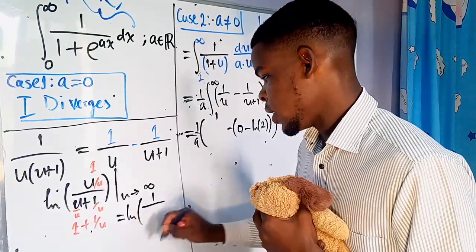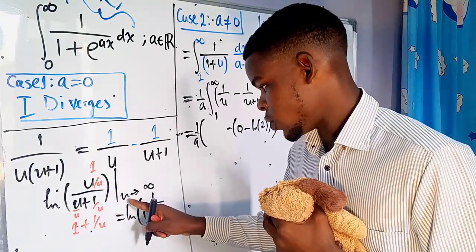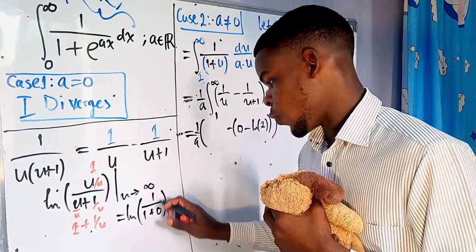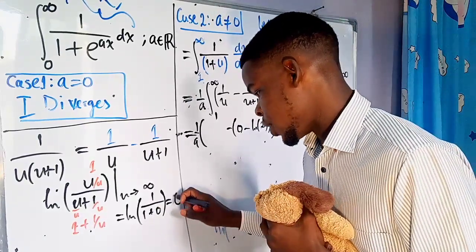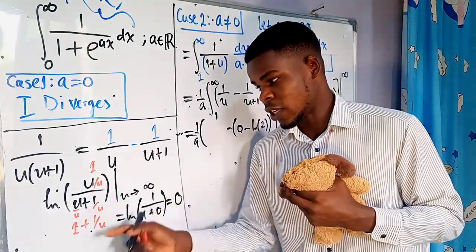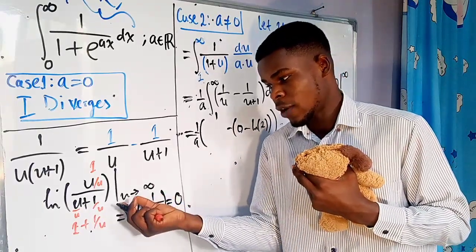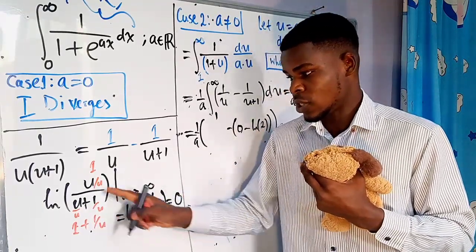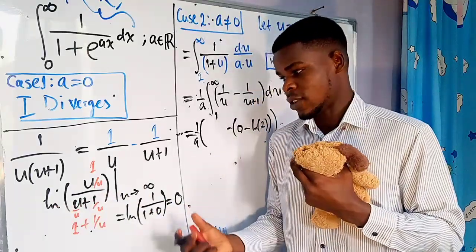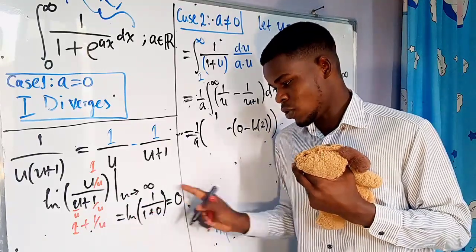The 1 will just stay 1 here, and then 1 over u. As u approaches infinity, 1 over u approaches 0. So this is natural logarithm of 1 over 1, which is going to be 0. Natural logarithm of 1 is 0. The reason why this works is because the natural logarithm is a continuous function for all positive inputs. Since it is continuous, we can switch between the limit and the function, so we can get inside the function. And when we do that, we're going to have 0.